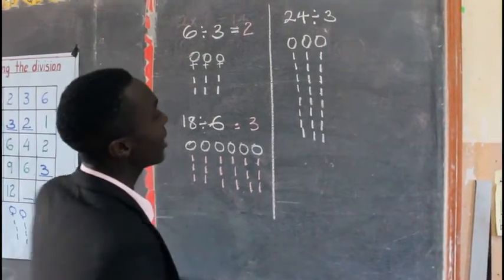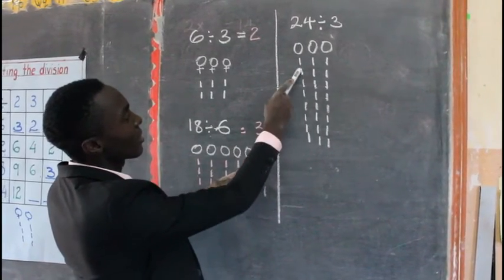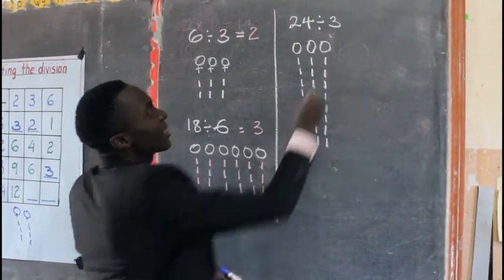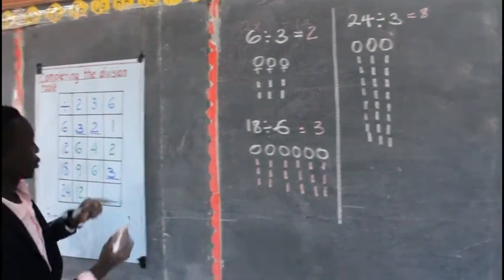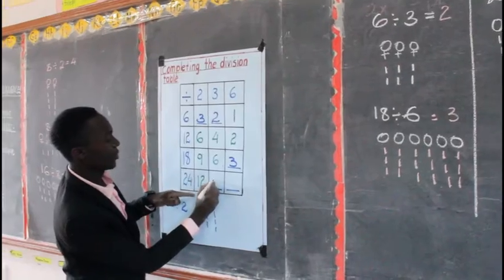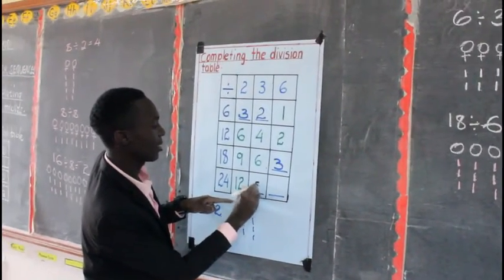Each gets how many? Let us count. 1, 2, 3, 4, 5, 6, 7, 8. So each gets 8. So after getting 8, you come to your space and fill it. Each and every person gets 8.